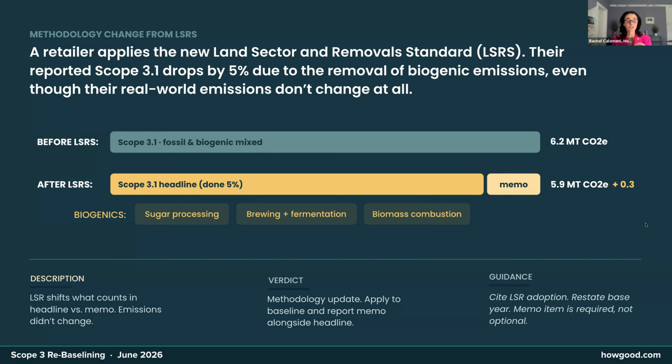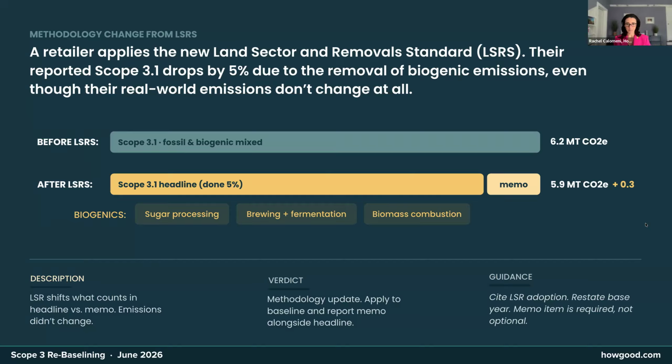What's happening? Short cycle biogenic CO2 from things like sugar processing, fermentation, biomass combustion, all those things in your supply chain, that gets reclassified. It used to sit inside your headline scope 3.1 number. Under LSRS, it moves into a separate biogenic memo. Same emissions, but just a different bucket.